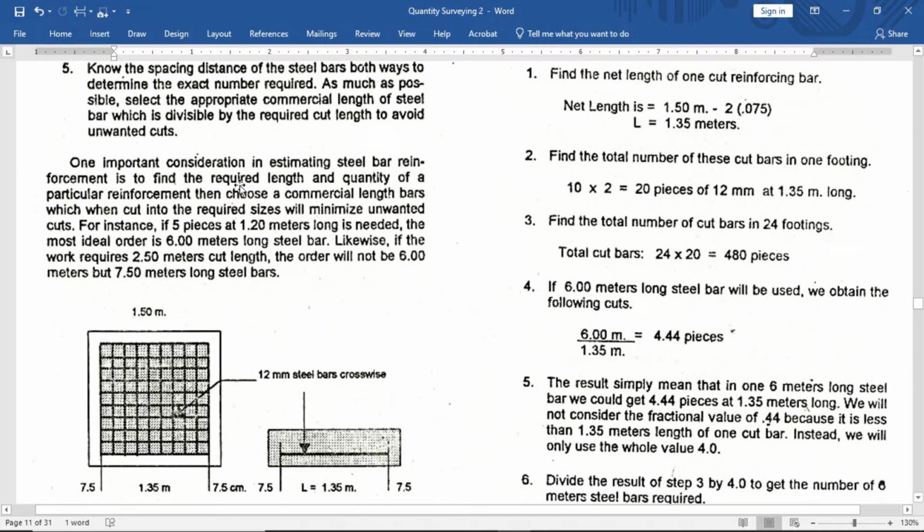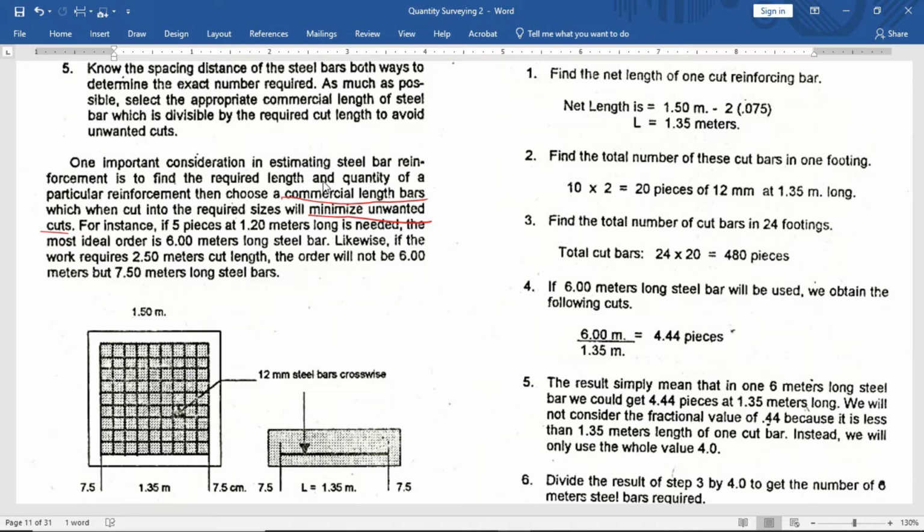So, one important consideration in estimating steel bar reinforcement is to find the required length and quantity of a particular reinforcement, then choose a commercial length of bars which, when cut into required size, will minimize unwanted cuts. So, minimize. So, ito yung mga sobrang pasobra sa mga cuts natin.